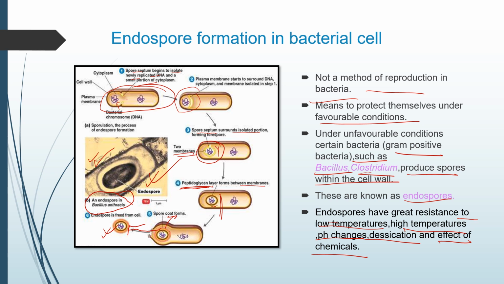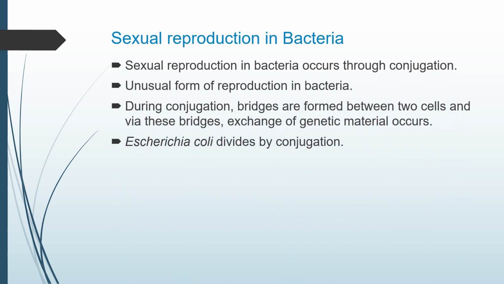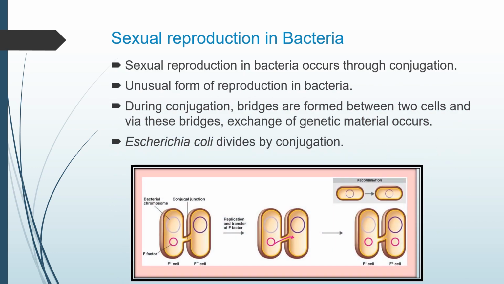Now we should see how bacteria undergo sexual reproduction. Sexual reproduction in bacteria occurs through conjugation. This is an unusual form of reproduction in bacteria. So what happens during sexual reproduction?